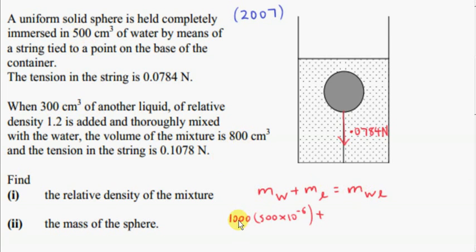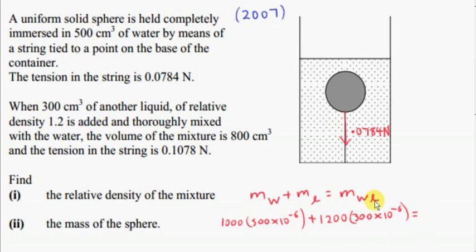How do we get the mass of the water? We multiply the density of water, which is 1000, by the volume in meters cubed. So we want to use the correct SI units. So 500 centimeters cubed by 10 to the minus 6. Now, what about the mass of the liquid? Its relative density is 1.2, so its density is 1.2 times 1000. And we multiply that by its volume. So its volume is 300 by 10 to the minus 6 meters cubed.